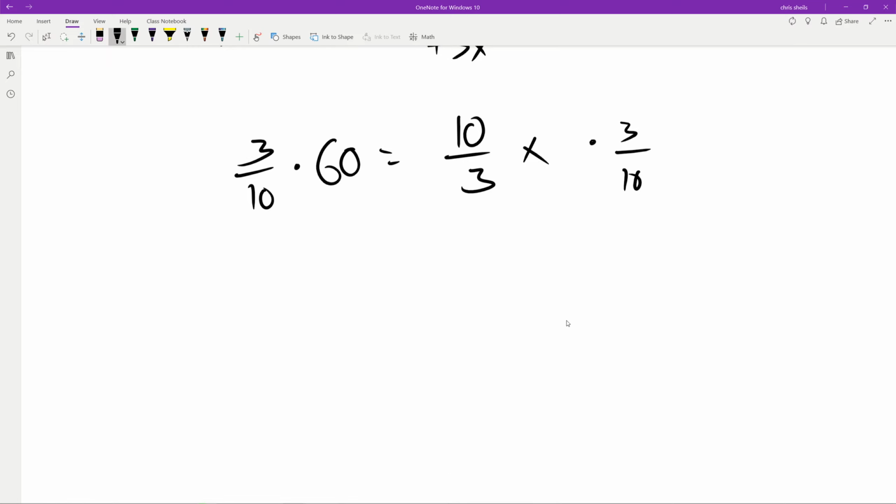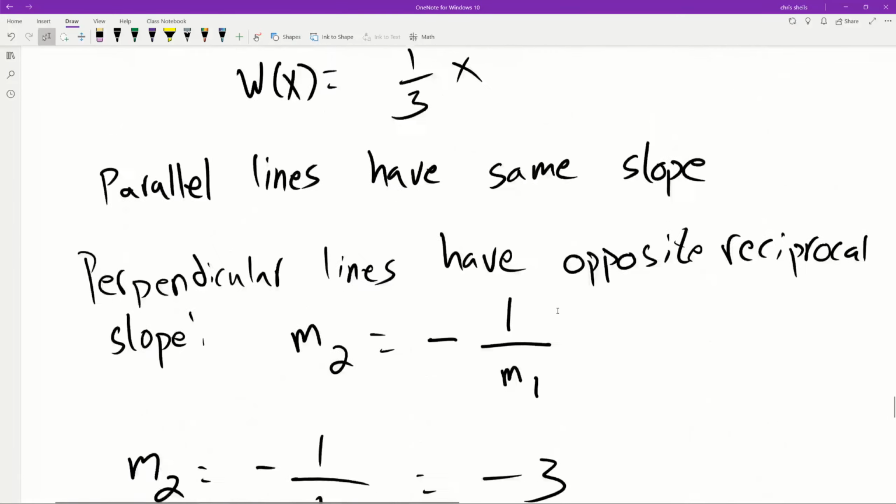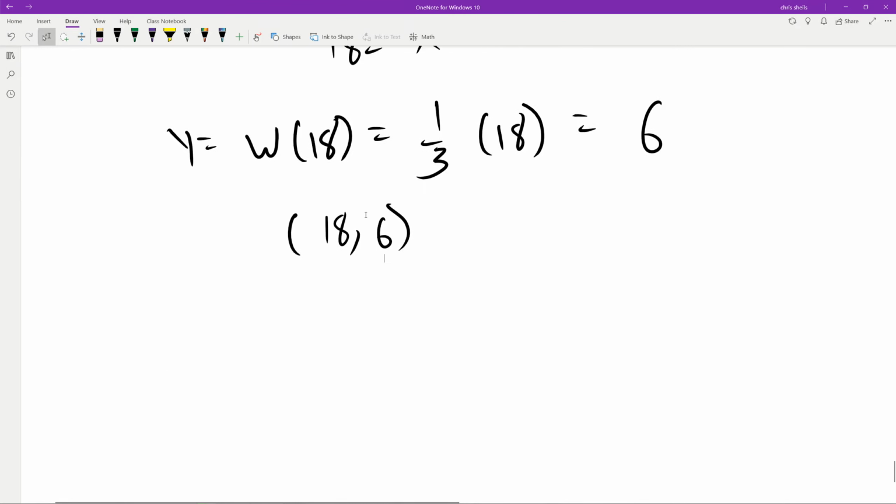60 divided by 10 is 6. 6 times 3 is 18. 18 is equal to x. If 18 is x, y is just w of 18, which is 1/3 times 18, and this is 6. So the point (18, 6) is where these roads intersect. It's where that junction is.